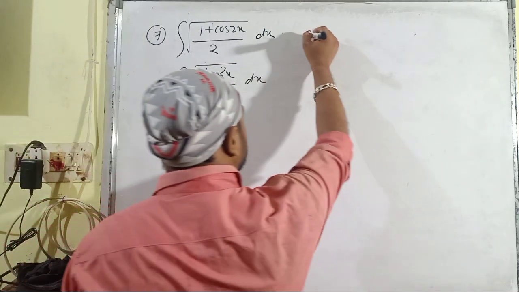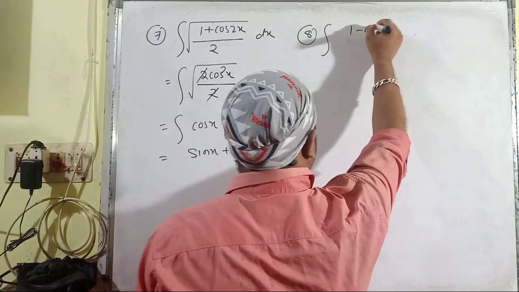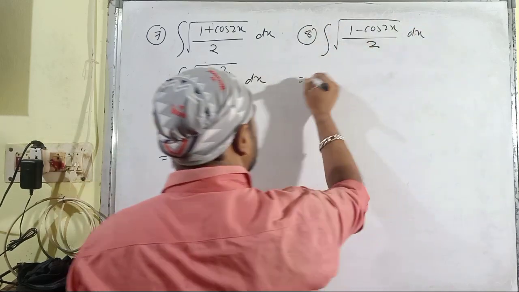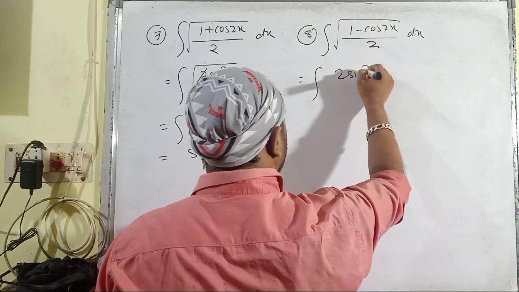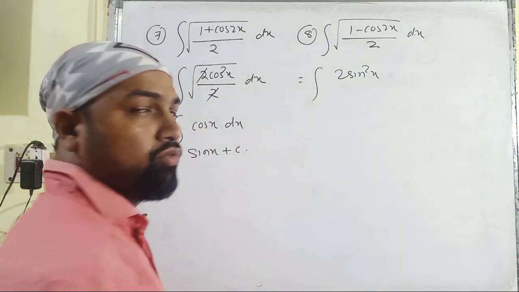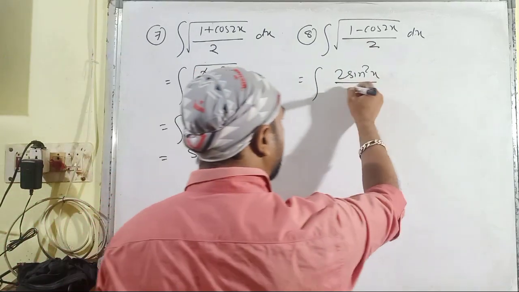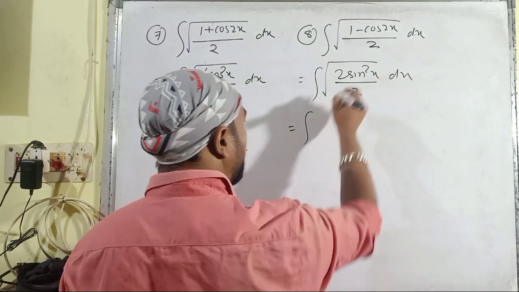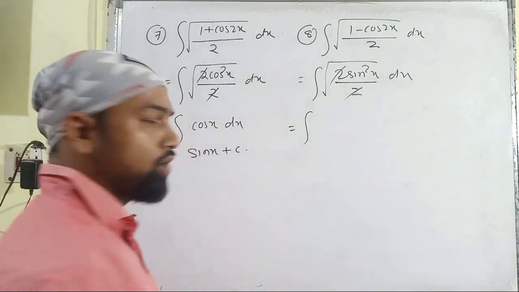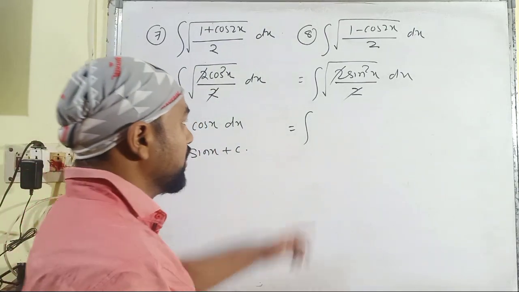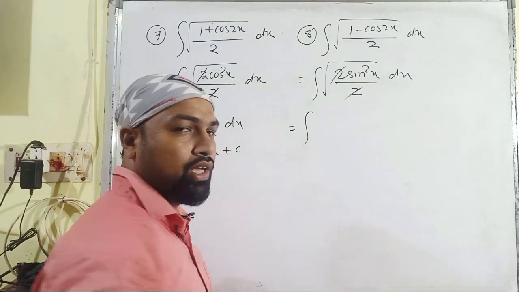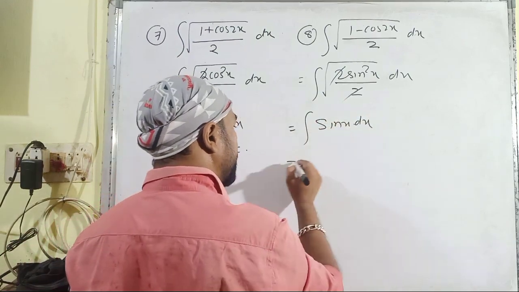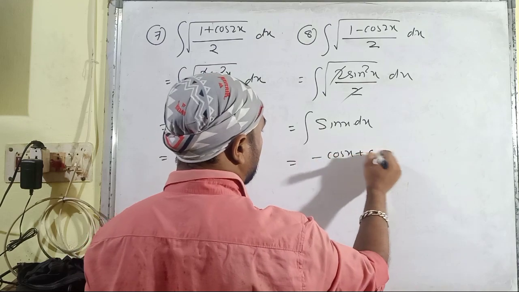Then problem number 8, integral of the square root of (1 minus cos 2x) divided by 2 dx. Similarly, first of all we have to put the value of 1 minus cos 2x, and you know that it is 2 sin square x divided by 2 and its square root, then its integral with respect to x. So both of the 2's got cancelled from numerator and denominator. Then the remaining part is the square root of sin square x, and it is sin x. Integral of sin x dx is equal to minus cos x plus c.